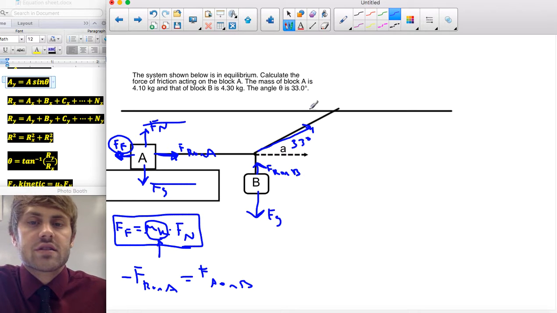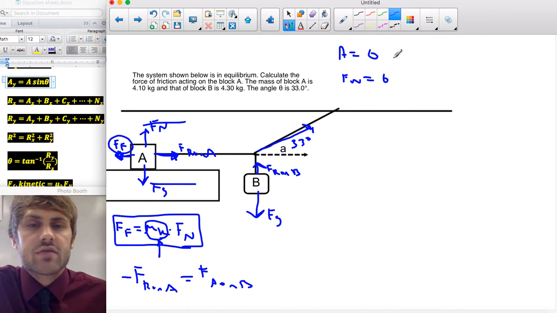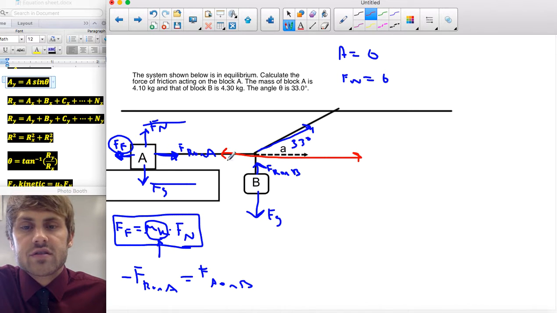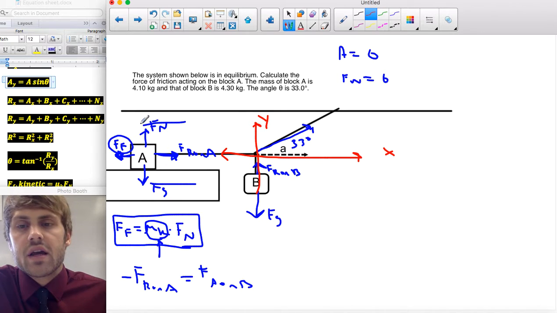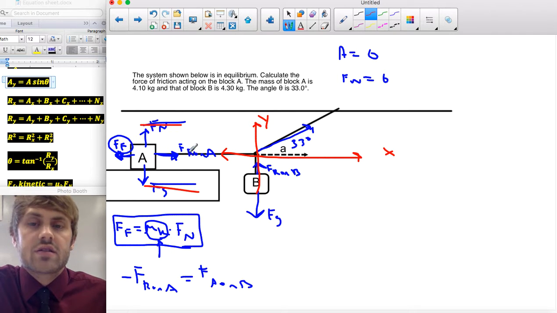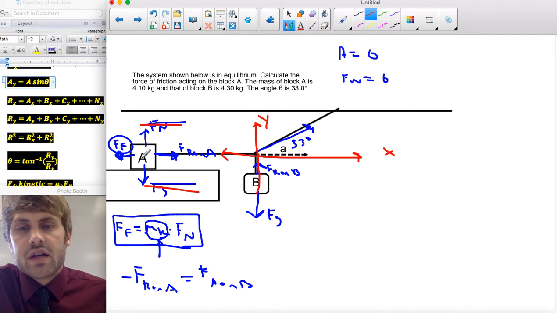We know that since this system is in equilibrium, the net force on this entire system is going to equal 0. The easiest way for us to solve this problem is to divide our components into two types: our x components and our y components. Now, A, we talked about already. The two y components in A cancel out, so we are going to have one component in A, and that is the force of friction going this way.